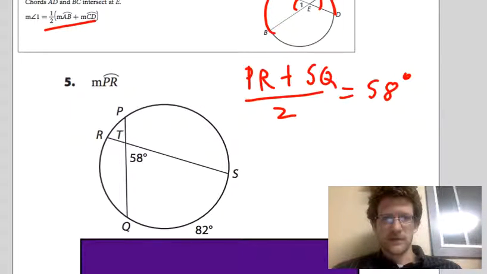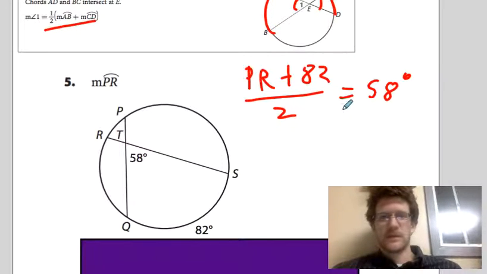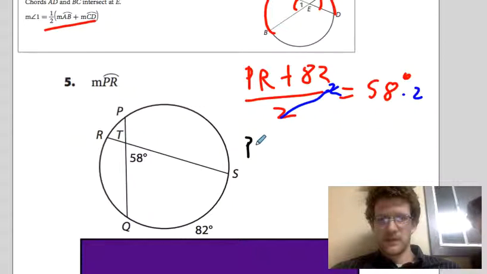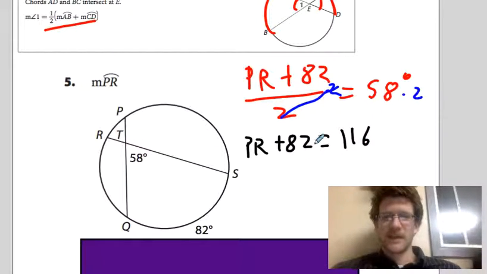We know what SQ is, so I'm going to erase that and put in a value of SQ is 82. So then we're going to solve for PR. What's the first step? Times 2. Cool. Times 2 cancels the division, and you get PR plus 82 equals 116. Okay, now subtract 82.